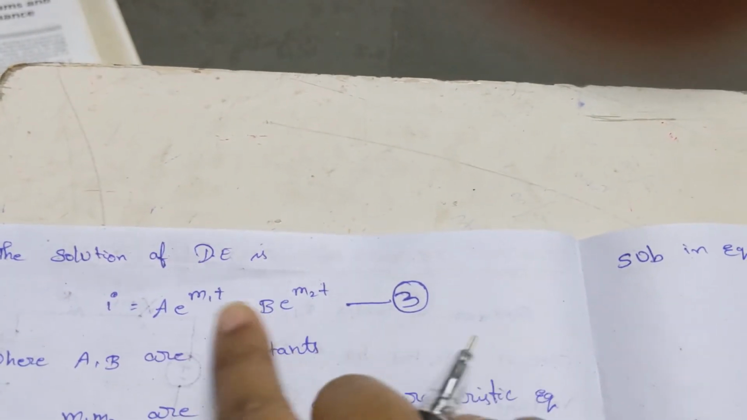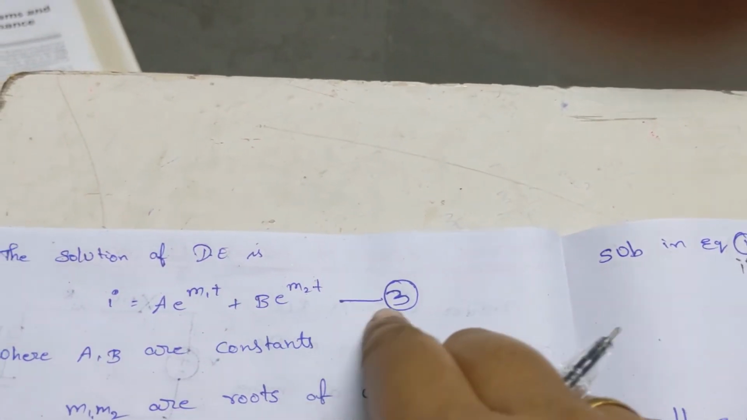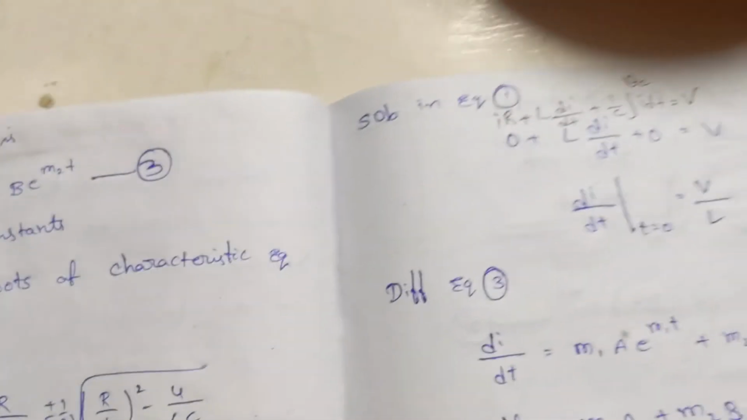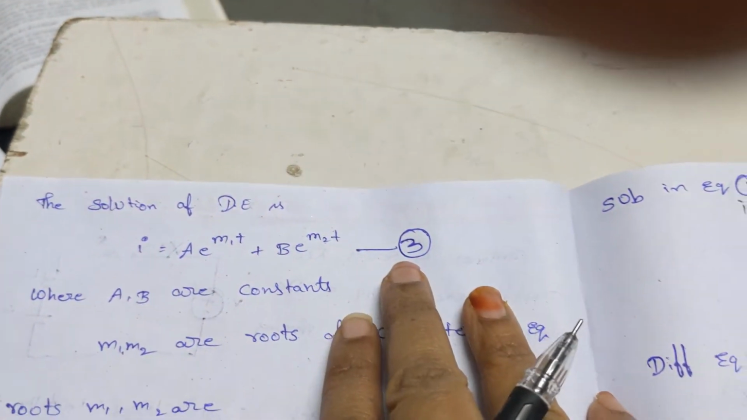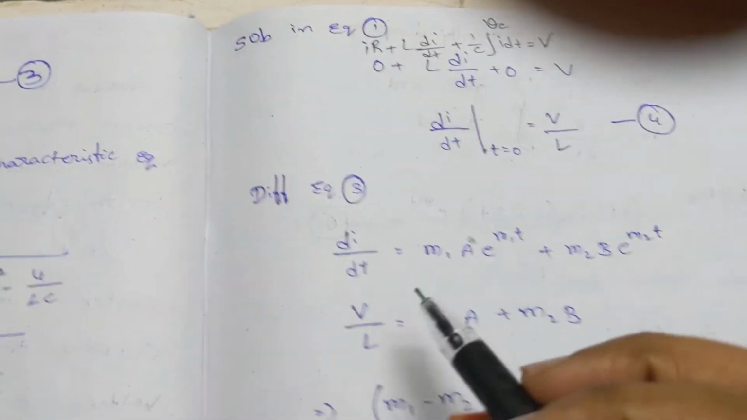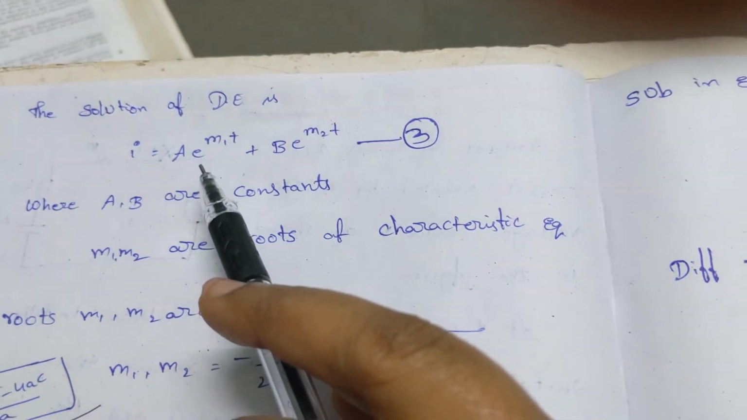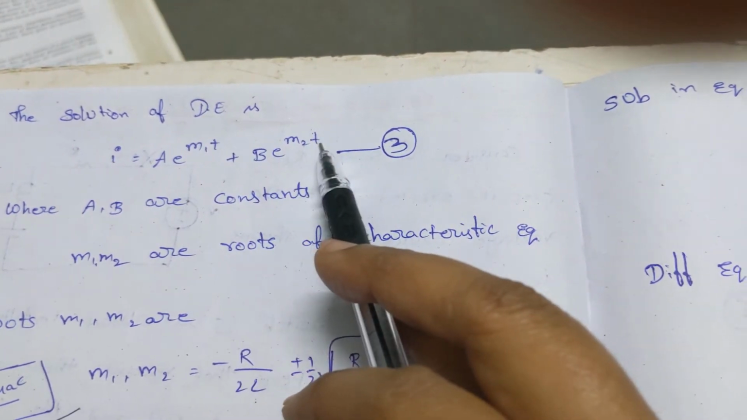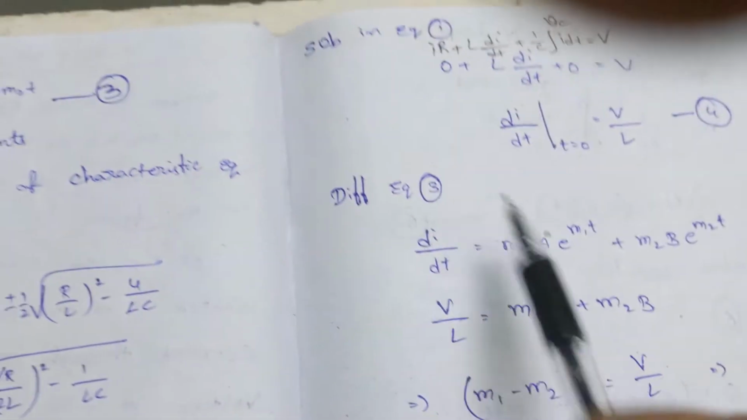So now differentiate your solution number 3. Whatever equation number 3 is, we don't know what I is, we just know what di by dt is. So differentiate your equation number 3 and replace those values. Di by dt, so I have to differentiate a e power m1t plus b e power m2t. Here a is your constant.